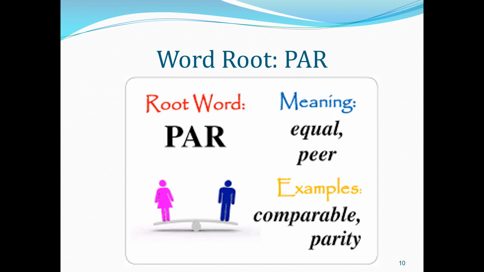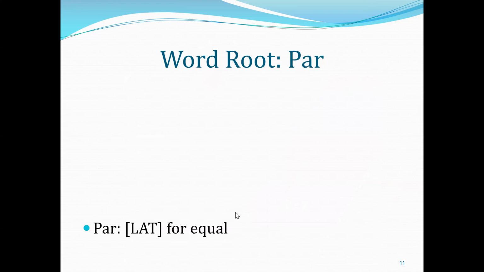Let me get started with my discussion of word roots for this chapter. So the first word root of this chapter is par, P-A-R, a root meaning equal. Examples on this slide are comparable or parity. In Latin, par means equal, like parity or disparity.